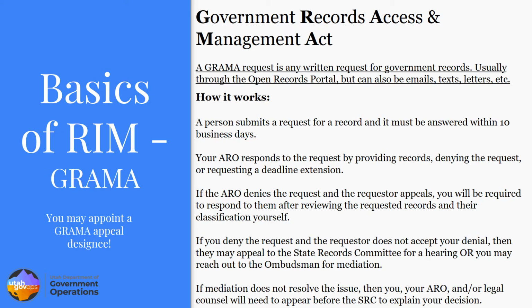If the ARO denies the request and the requester appeals, you will be required to respond to them after reviewing the requested records and their classification yourself. If you deny the request and the requester does not accept your denial, then they may appeal to the State Records Committee for a hearing, or you may reach out to the ombudsman for mediation. If mediation does not resolve the issue, then you, your ARO, and/or legal counsel will need to appear before the SRC to explain your decision. And it should be noted that as CAO, you have the opportunity to select a GRAMA designee for appeals if you do not wish to be a part of the appeals process yourself.